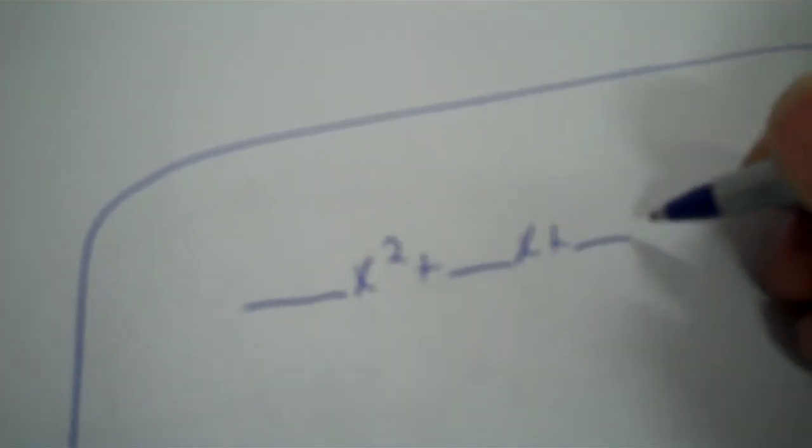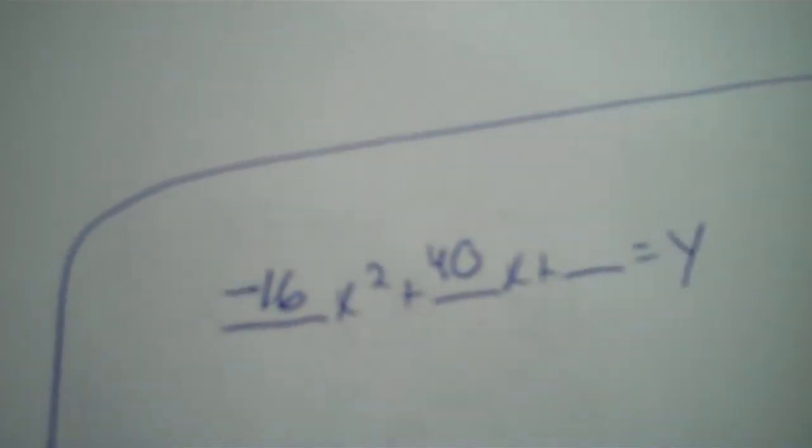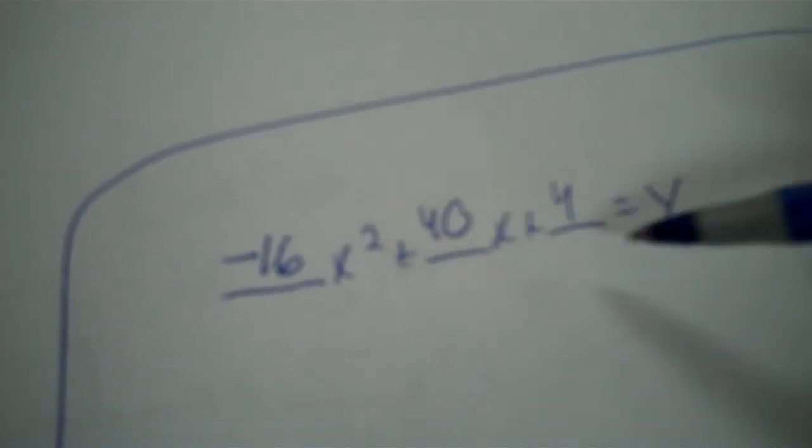Okay, so here's the parabola. Just mark the starting height, 4 feet. That's all you need to know there. Now write your equation. Gravity negative 16, then the 40 is your velocity, and then the 4 is your constant. So there's the equation, x and y.